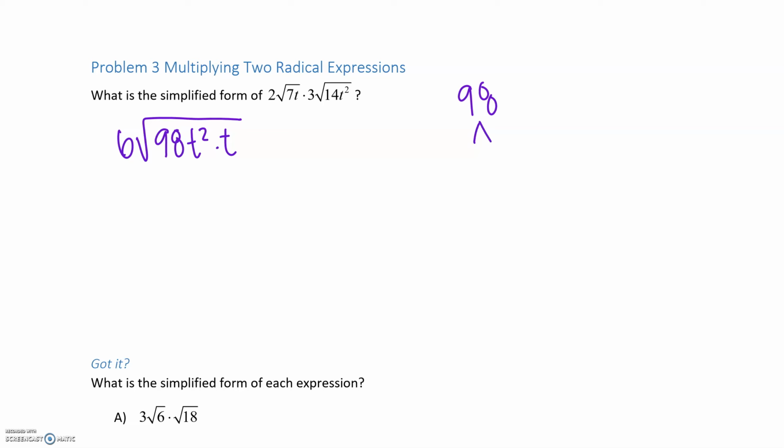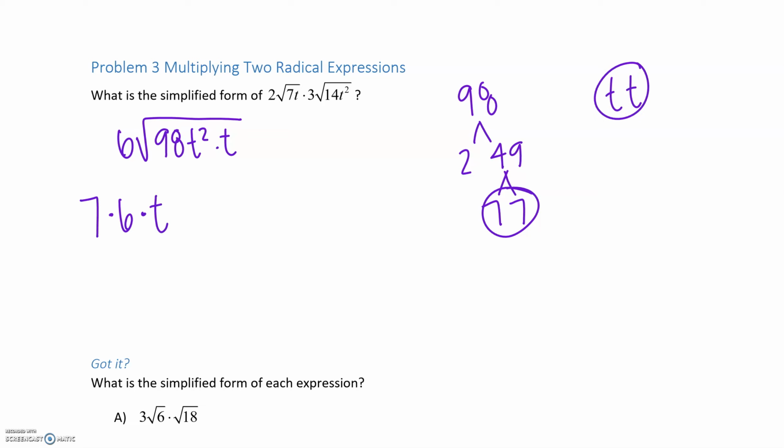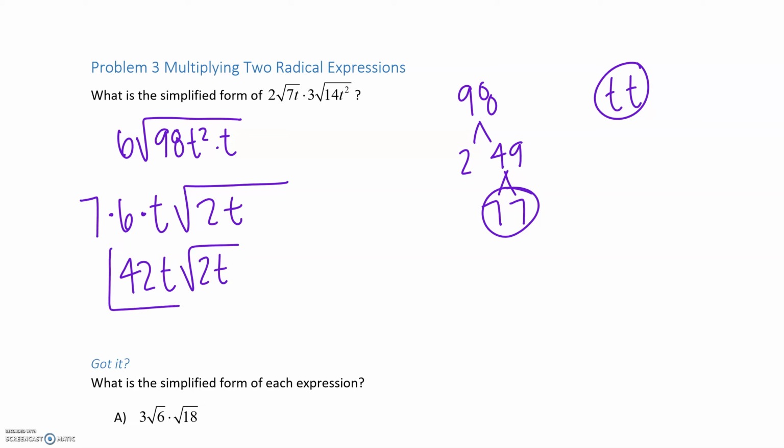Okay, so we're going to take this 98 and factor it out. So if we have 98 divided by 2, that gives us 2 and 49. And if we factor 49, we've got 7 and 7. So we're going to have a 7 on the outside times 6. And then if we just take one t out, because we've got t times t, so that's a pair, we take that out, we are left with on the inside 2t. Okay, so we've got 7 times 6, which gives us 42. There's a t on the outside, and we've got 2t on the inside.